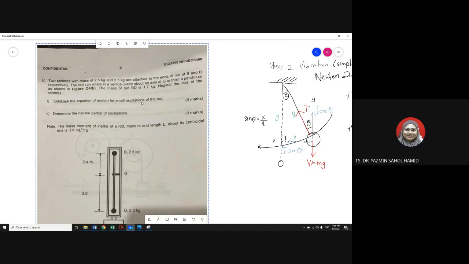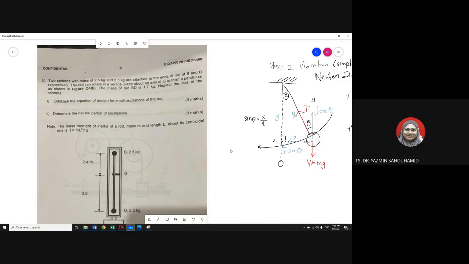Question number 1, 9 marks: establish the equation of motion for small oscillation of the rod. Question number 2, 3 marks: determine the natural period of oscillation. And the moment of inertia of the rod, mass M and length L. Here they give the formula for I, the mass moment of inertia. The formula for a rod is M L squared over 12, the same as we discussed before, 1 over 12 M L squared.